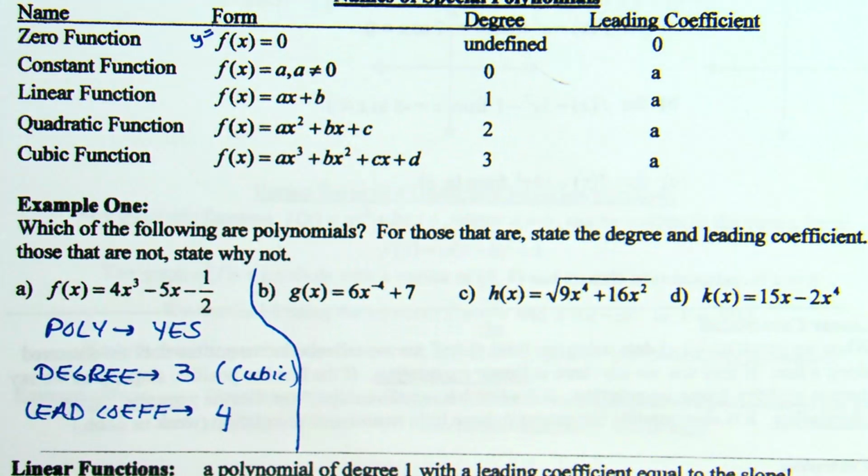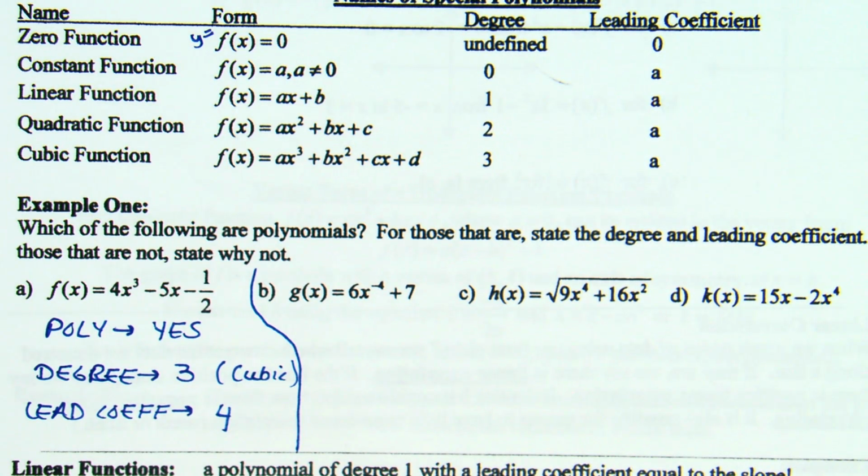Okay, B. G of x equals 6x to the negative 4th plus 7. Is it a polynomial? No. If you're going to say no, you have to give me a reason. Okay. The 4 is negative.